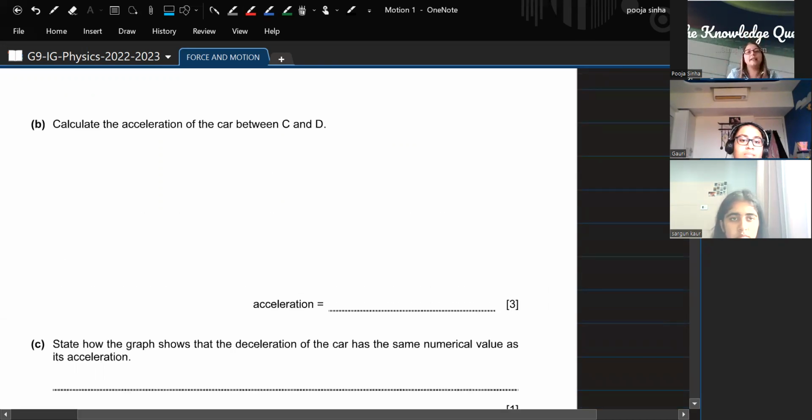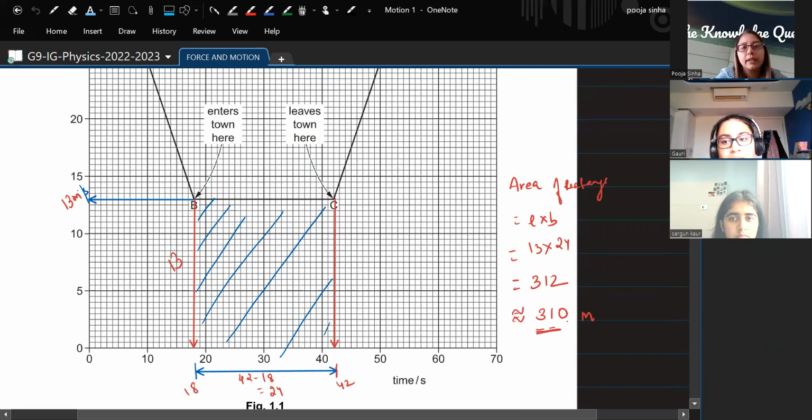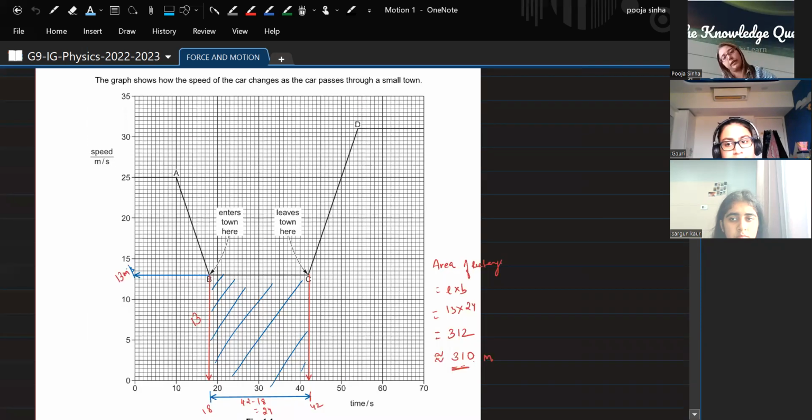Calculate the acceleration of the car between C and D. To find acceleration in a velocity-time graph, what do we need to find? Gradient. I need to find the gradient. So the question is asked between C and D. Where is C? This is C. And this is D. I have to find the gradient between them, right? I have to find the gradient of this line.